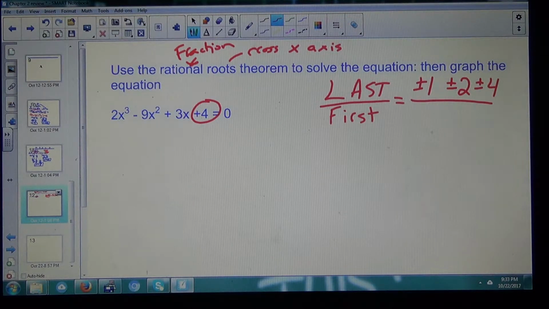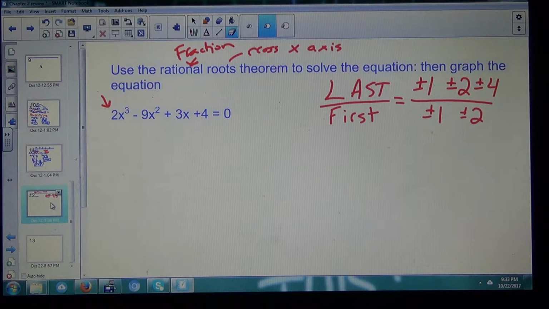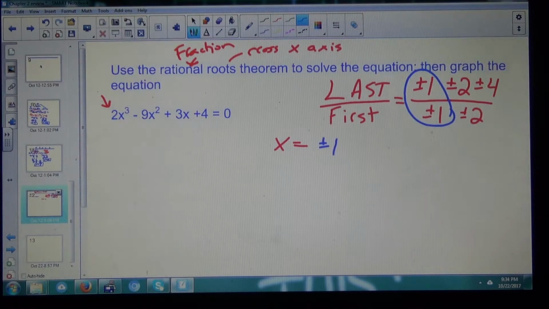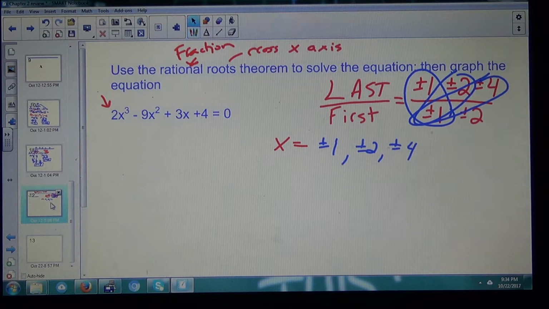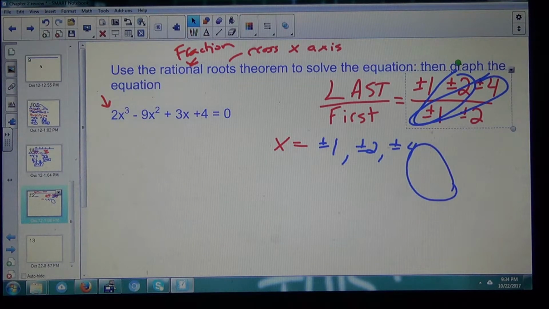Plus or minus 4. Okay, and then what times what gives me the first term of 2? There's only 2 choices, 1 and 2. Alright, so now I got to write every possible combination that I could get out of that. So I would do 1 over 1, which is plus or minus 1. I would then go 2 over 1, which is plus or minus 2. And then 4 over 1, which is plus or minus 4. Okay, I'm done using 1, so now I'm going to use the 2 on the bottom.